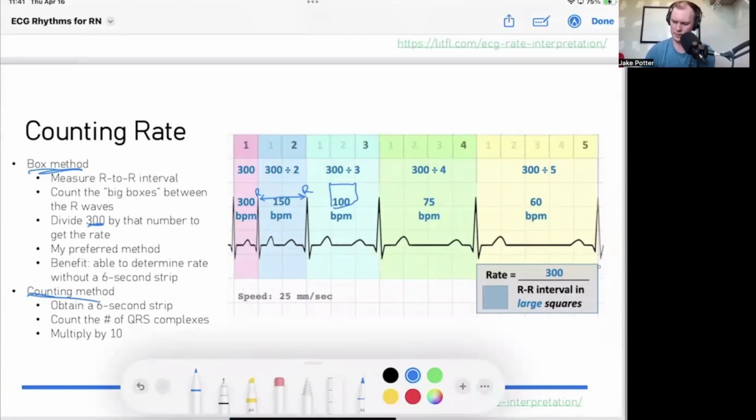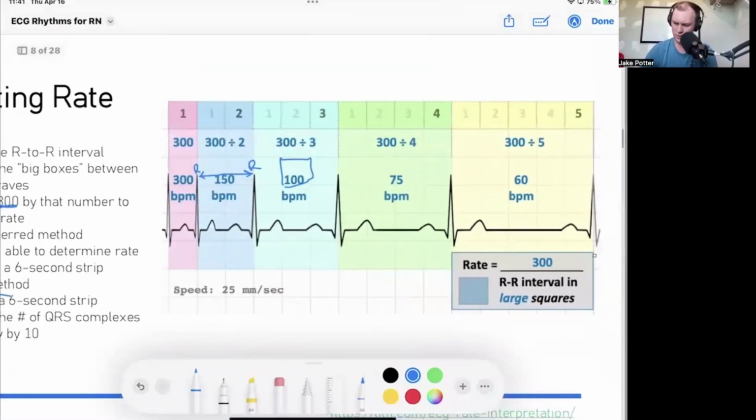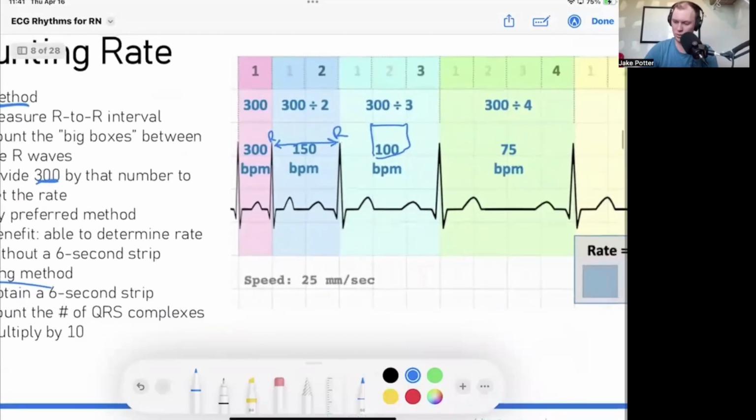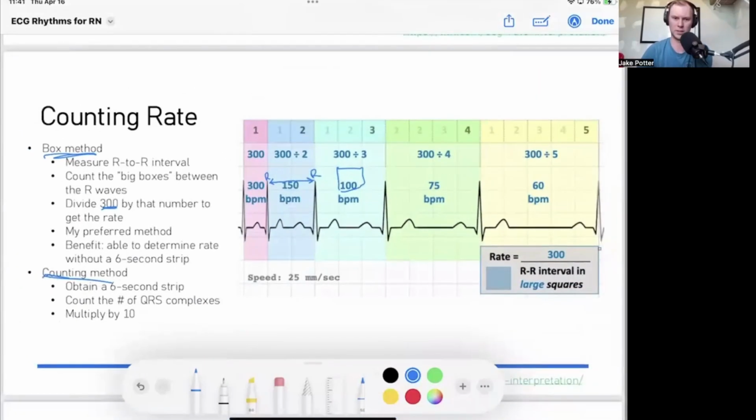The counting method is similar. You need a 6 second strip. This is considered a 6 second rhythm strip right here. You would basically count the number of QRS complexes in that 6 second rhythm strip and multiply by 10. So in this case, if I count 1, 2, 3, 4, 5, 6, I would have 6 QRSs in that 6 second strip. I would multiply that by 10. I have 60 beats per minute. Either way is fine. I just prefer the box method because I think it's much easier to determine a rate even without an actual rhythm strip.